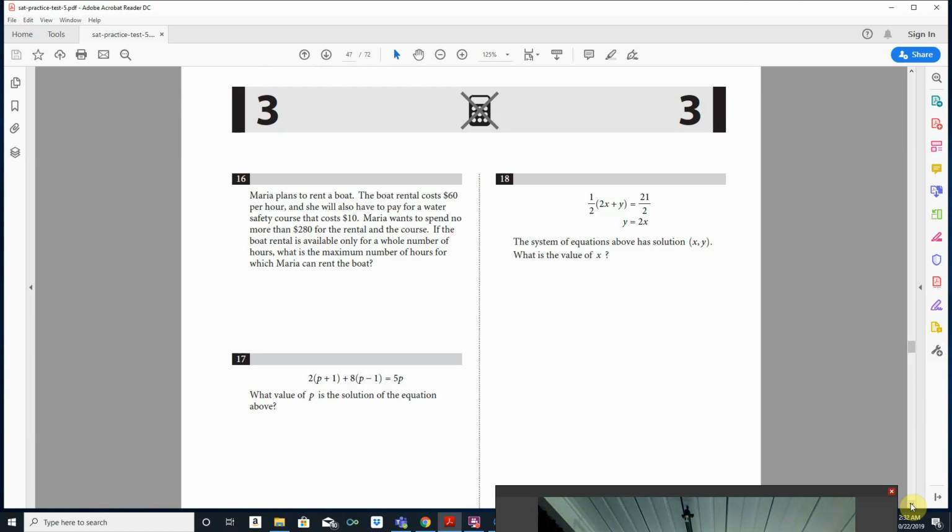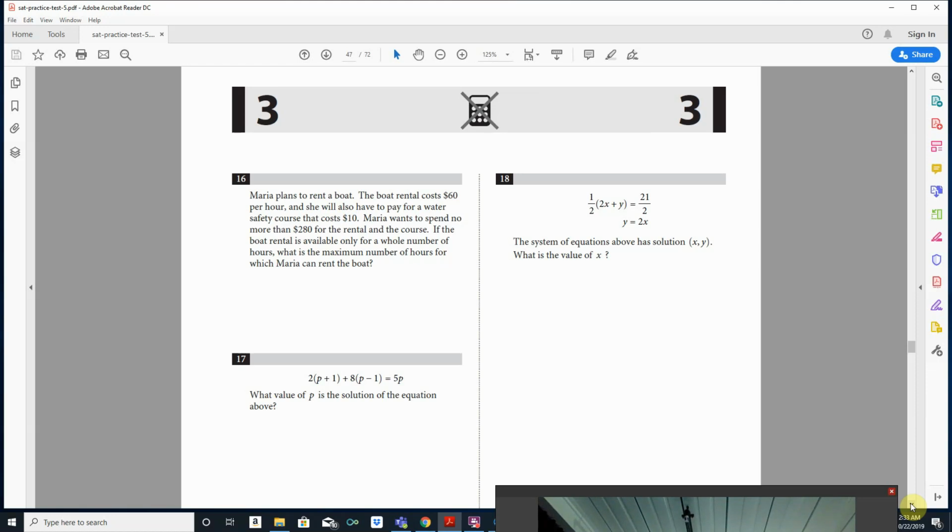Okay, so fine. So we're going to go 60h for the hours plus 10 is equal to 280. Set it up like so. Then we go 60h is equal to 270 because we subtract 10 from each side. So h is 270 over 60, same thing as 27 over 6. Okay, so 4 hours because 4 times 6 is 24. Next one would be 30. That's not going to work.